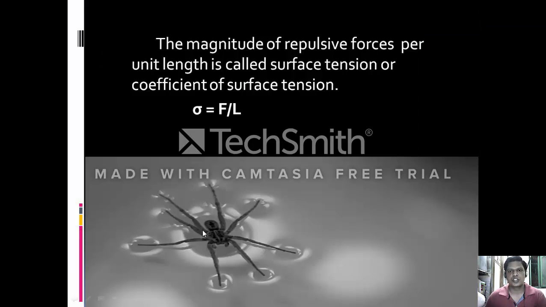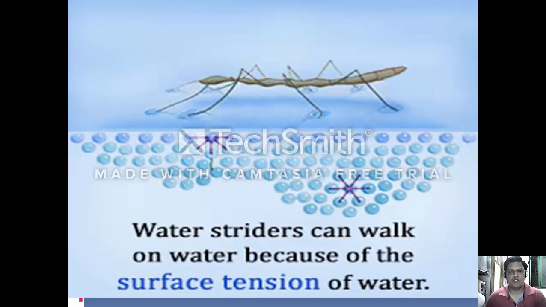The magnitude of the force per unit length is called surface tension or coefficient of surface tension. Surface tension is denoted by the letter sigma. You can say it is the force per unit length. The SI unit for surface tension is Newton per meter. In this image you can see water striders can walk on water because of the surface tension of the water.